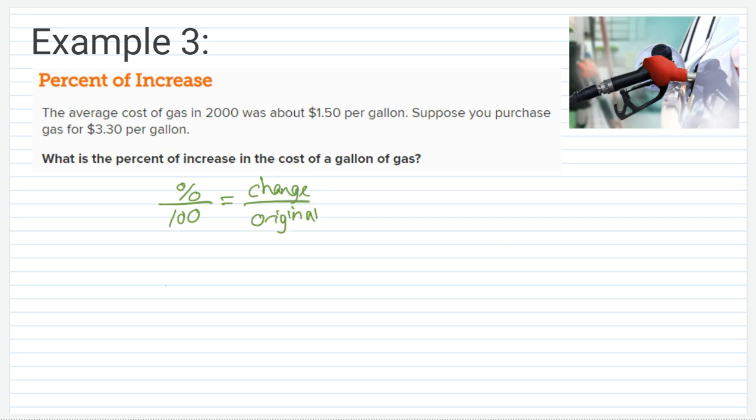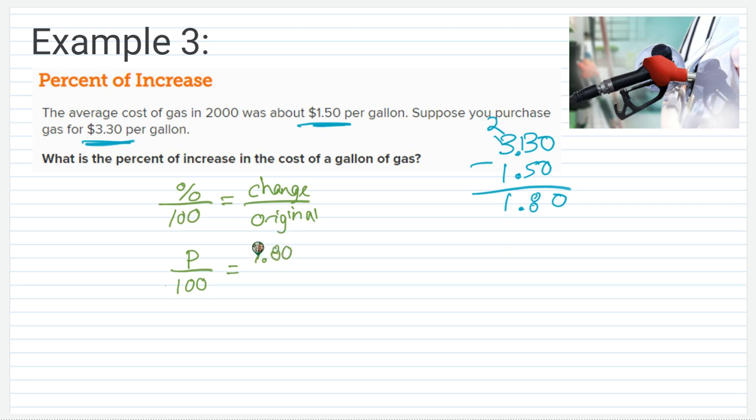So when I take a look at this question, again, we're trying to find that percent of increase, so P is our unknown. The amount of change is going to be from $1.50 to $3.30, so we're going to be doing $3.30 minus $1.50, and we're going to find that that ends up being $1.80. And so $1.80 is the amount of change, so that's going to be on the top part of this ratio on the right side of our proportion. And then the original amount was $1.50.